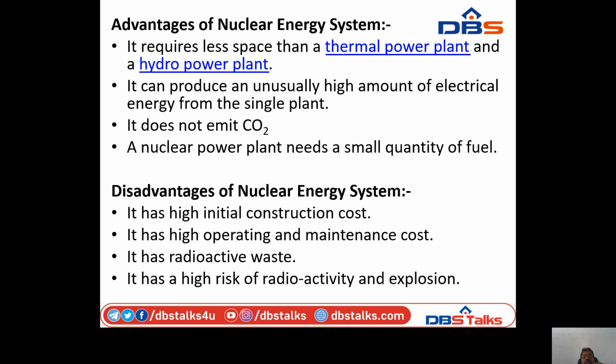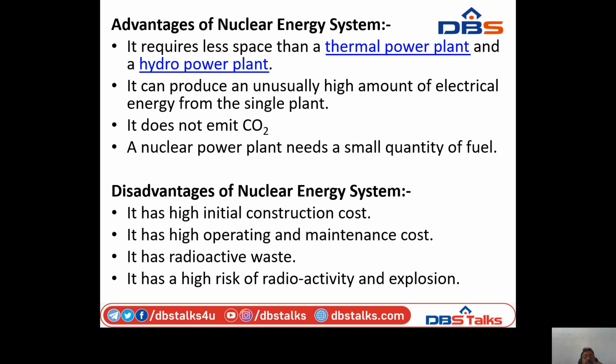Advantages and disadvantages we are going to see now. It requires less space than a thermal power plant and a hydel power plant. It can produce a high amount of electrical energy from a single plant. It does not emit CO2. A nuclear power plant needs a small quantity of fuel.